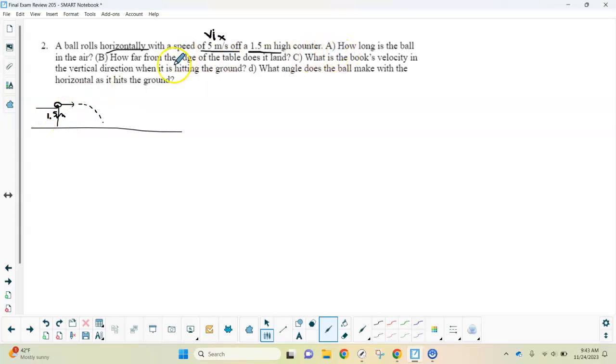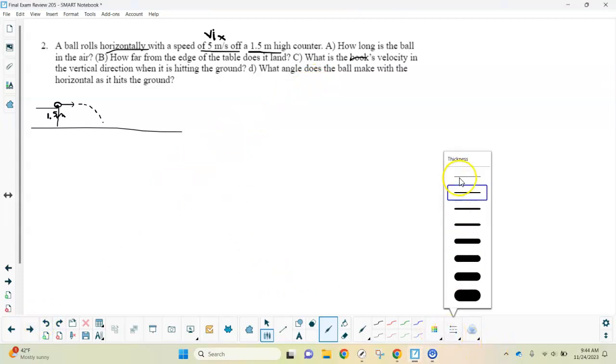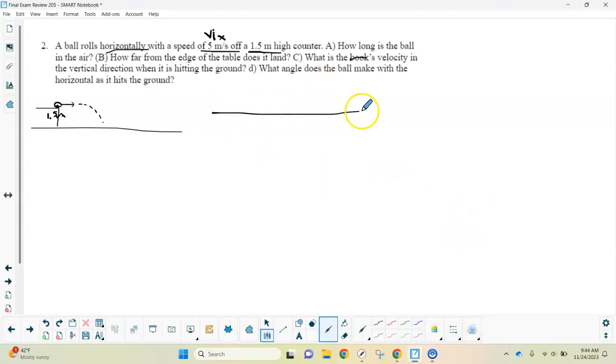And then it says how long is the ball in the air, how far from the edge of the table does it land, what's the ball's velocity in the vertical direction when it hits the ground, and then what angle does the ball make with the horizontal as it hits. So again, we're going to set up our tables. If we get through our y and our x tables, that's where you start always with kinematics.